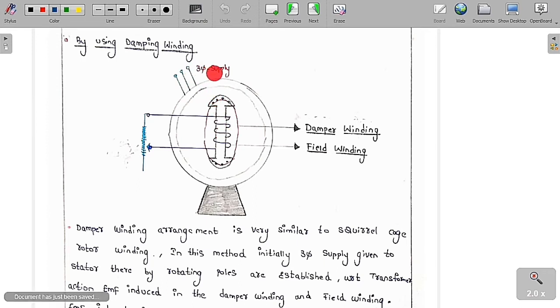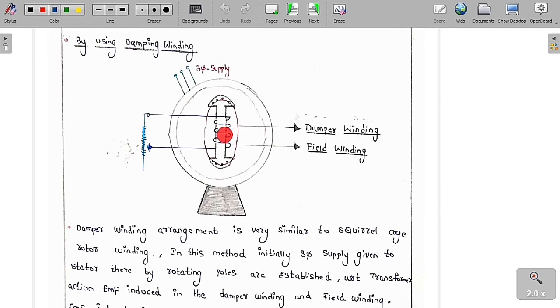So because of this three-phase supply, a rotating field is going to be present in the air gap. Whenever this rotating field interacts with the coils, an EMF is going to get induced in them. The induced EMF is directly proportional to the number of turns. The number of turns of the field winding is higher than the number of turns of the damper winding. Therefore, the induced voltage in the field winding is very high compared to the induced voltage in the damper winding.